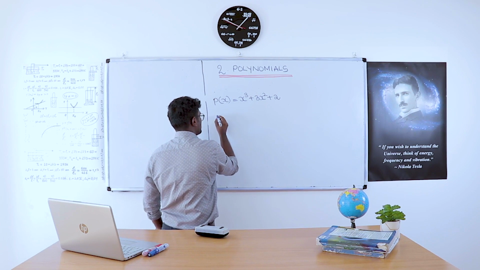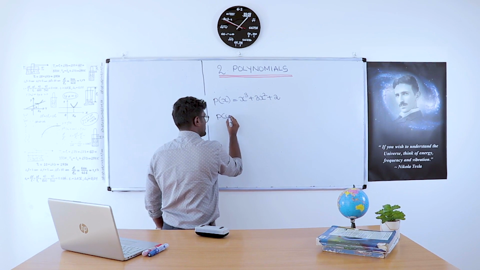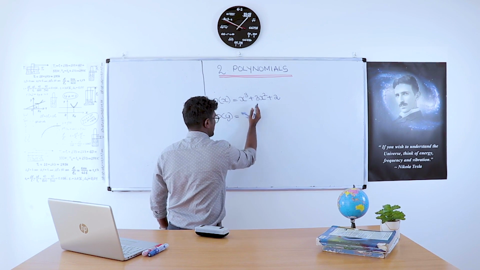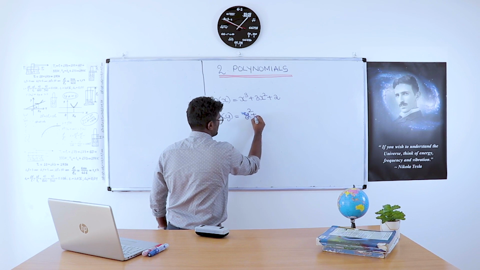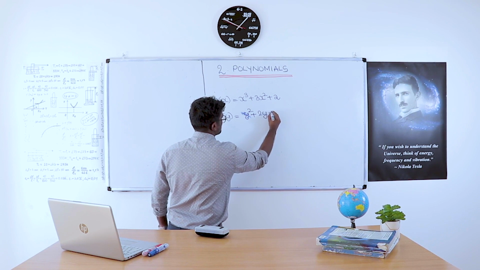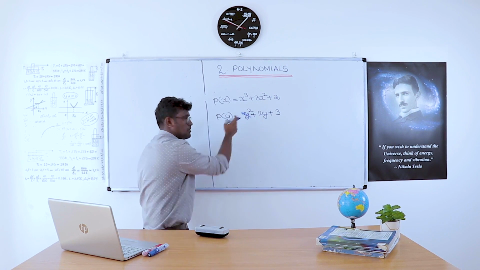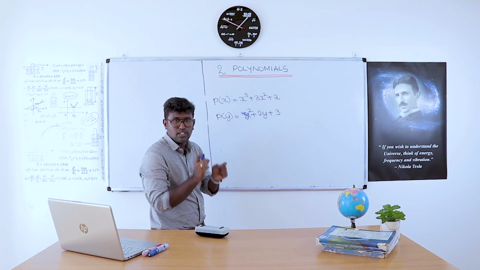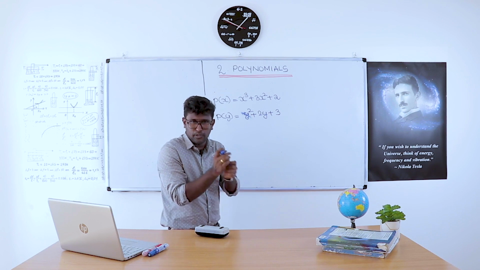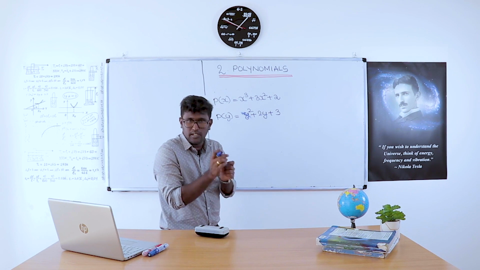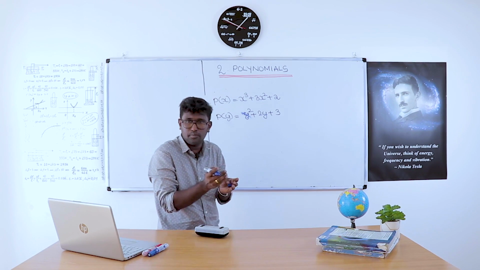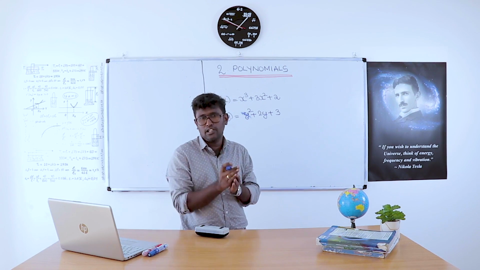So next one is P of y is equal to y square plus 2y plus 3. What about the degree of the polynomial here? The degree of the polynomial is 2. That means it is a second degree polynomial, or otherwise we have to say that it's a quadratic equation. Second degree polynomial is called a quadratic equation.